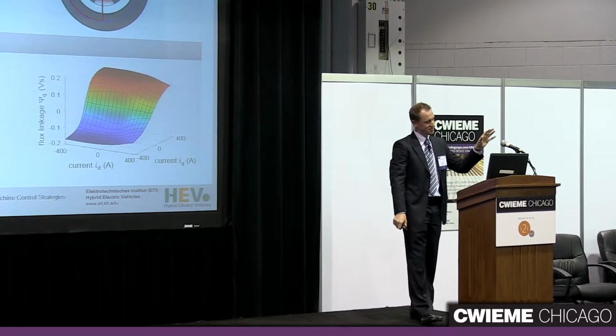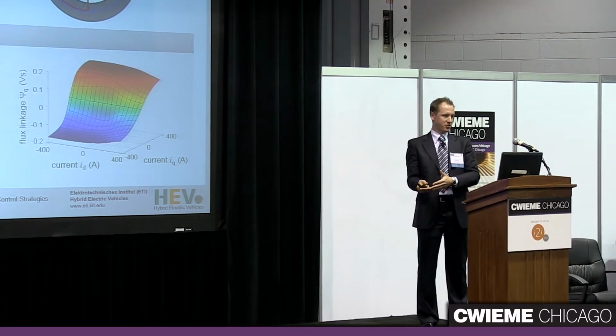So if you consider saturation and cross-coupling, this means you get two-dimensional flux linkage functions. And now we have to put these in our system equation. And just for repetition, the system equation is given here, in the back. It's quite simple. You just put this nonlinear two-dimensional function in here, and you're good.